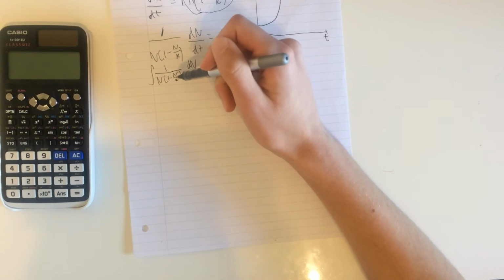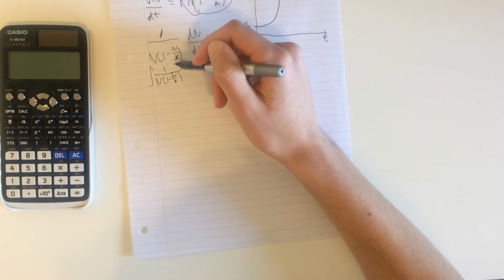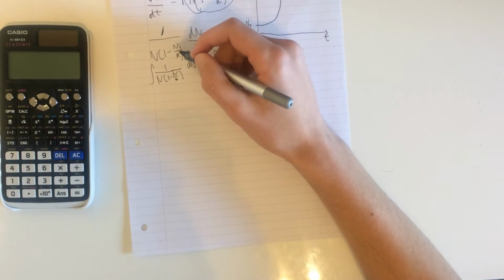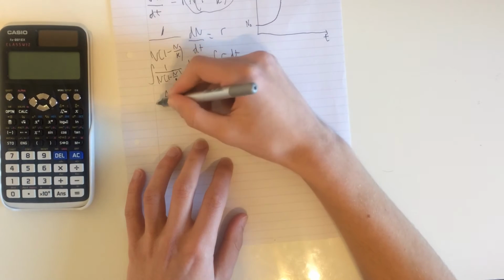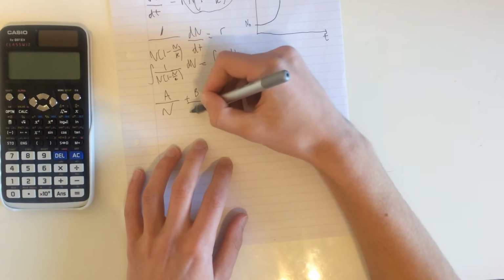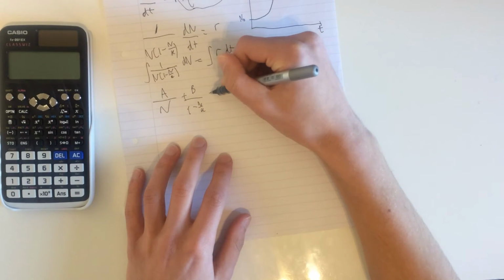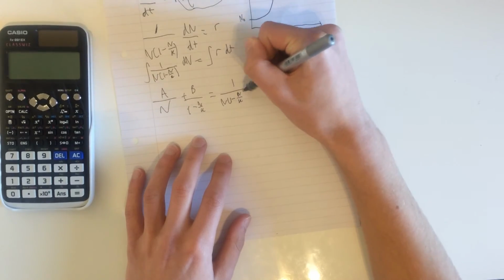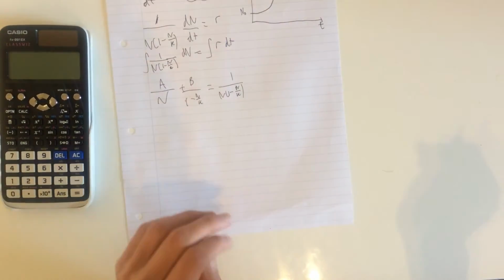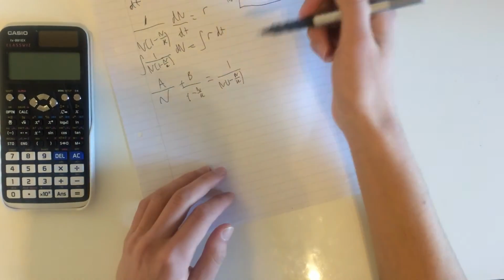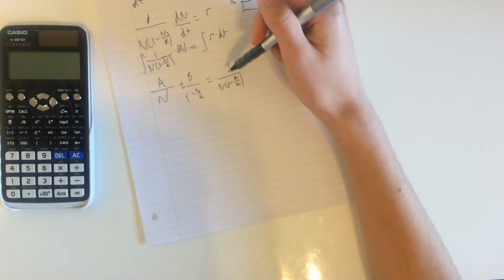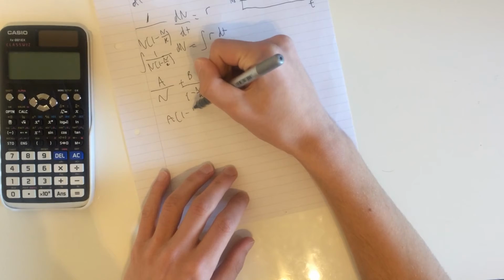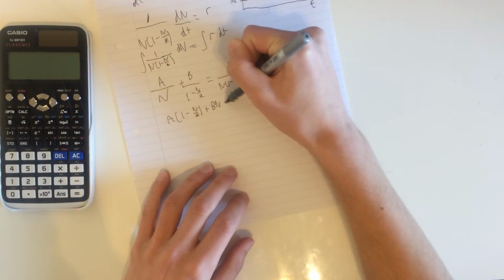Okay, so then we're going to use partial fractions to solve this, which is going to be actually quite long, but easier than you might expect. So we do the usual substitution, so a over n plus b over 1 minus n over k, and that's going to be equal to 1 over n times 1 minus n over k. Hopefully this makes sense so far. And then if we times both sides by n times 1 minus n over k, we're going to end up with a times 1 minus n over k plus bn equals 1.